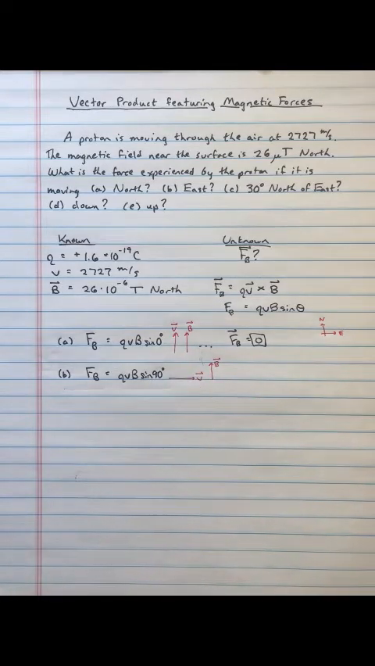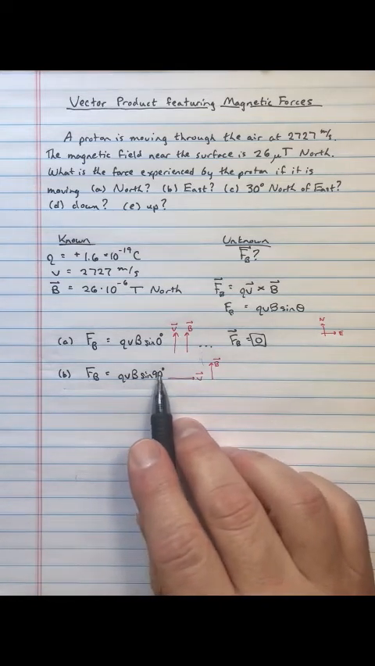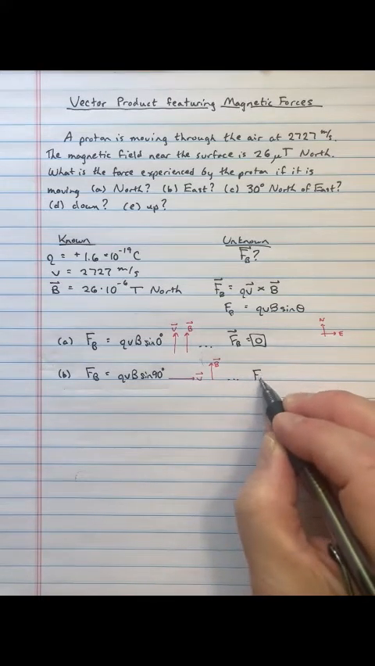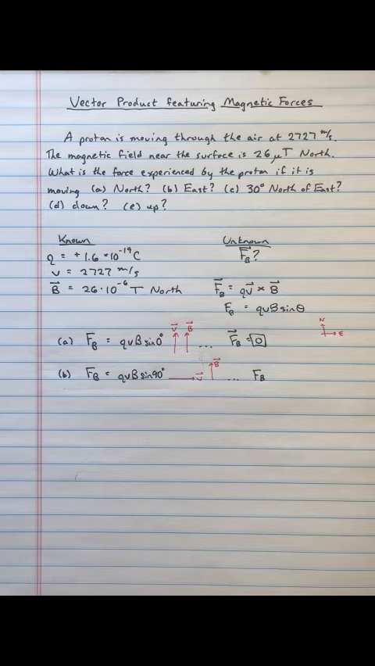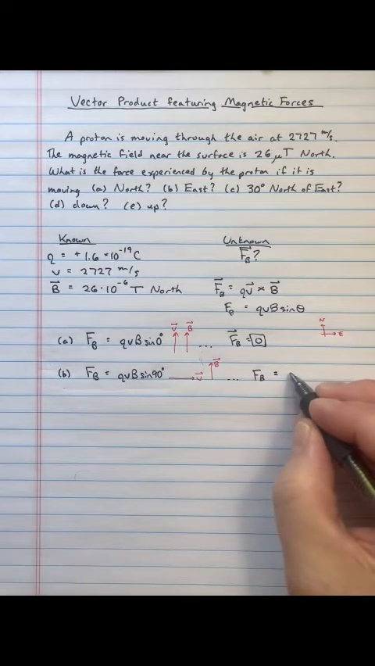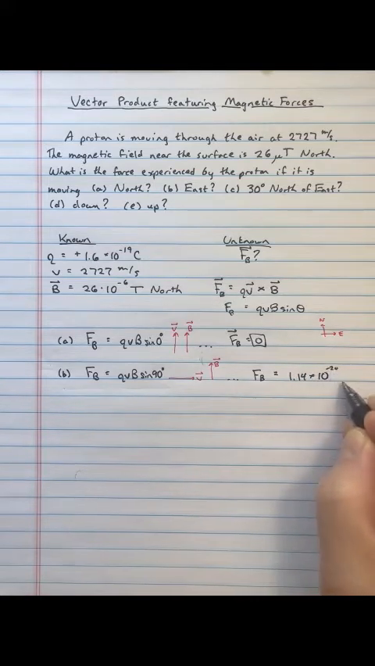Now, sine of 90 degrees is exactly equal to 1, right? In fact, that's where sine of an angle maxes out, isn't it? That's the largest that sine can get. And so, if I do that, then QVB sine of 90 degrees, which is 1, I get the maximum amount of force. In this particular case, I've already done this calculation in a previous video. I'll just cite the result here. The magnitude of the force is 1.14 times 10 to the minus 20th newtons.